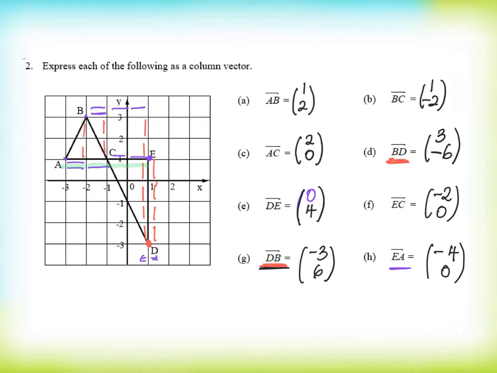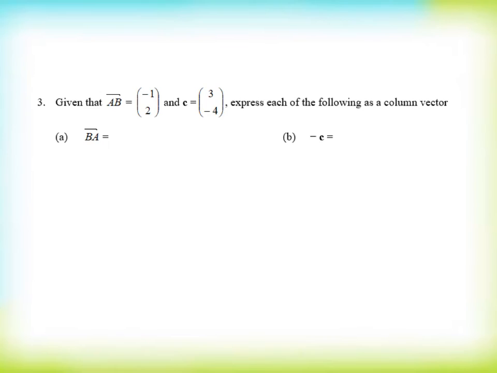Have you gotten your answer? Let's try to do some calculations with column vectors. Next part of the chapter. Question number 3. Given that the vector AB is (1, -2), and C is the vector (3, -4), express each of the following as a column vector.